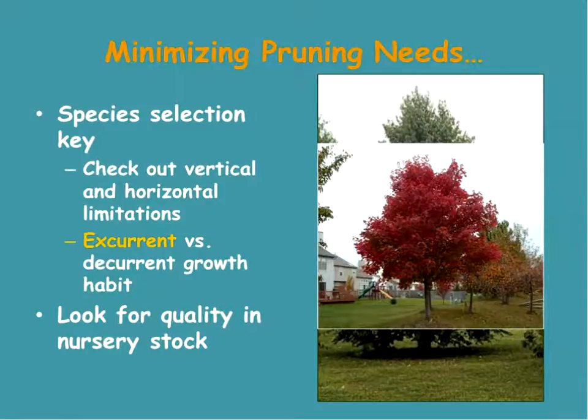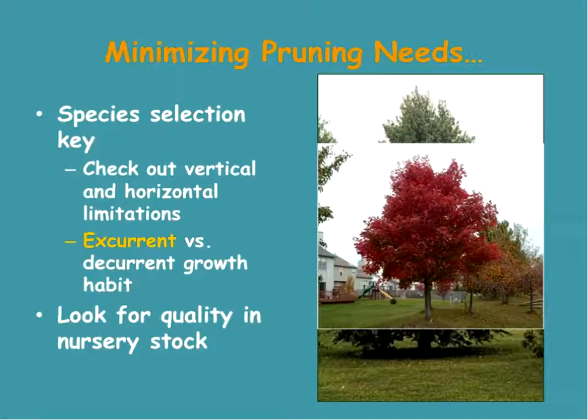Anyway, what I'm showing is, and you can see the outline of the tree in the back, it's very pyramidal. That is a silver linden. This, of course, is a red maple in the front. It has this very rounded habit, and that's called decurrent growth. The other one is excurrent growth. The excurrent growth has a really dominant central leader, where these other guys tend to have a number of leaders.